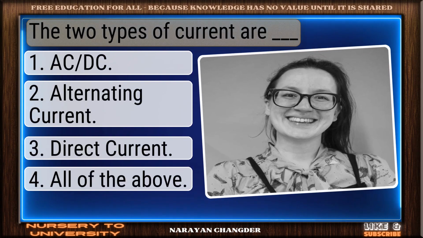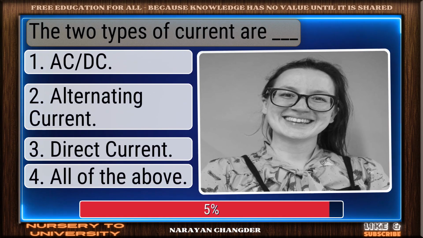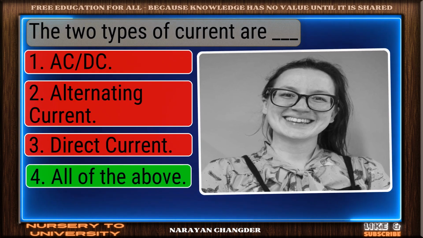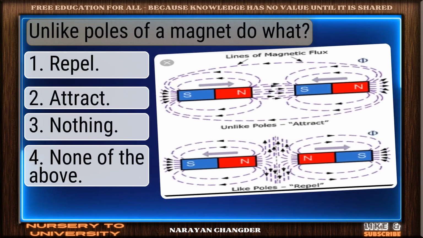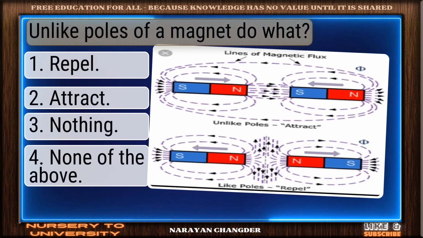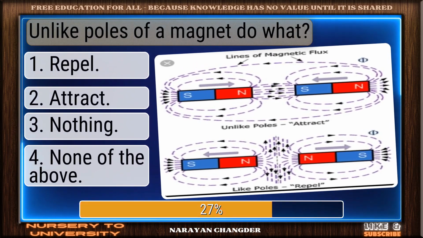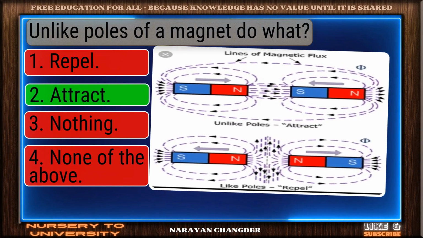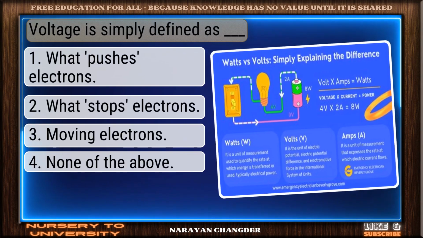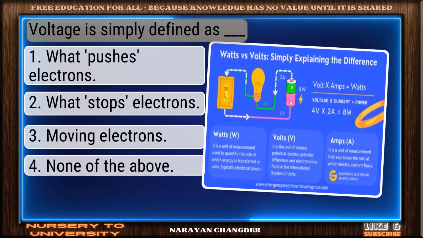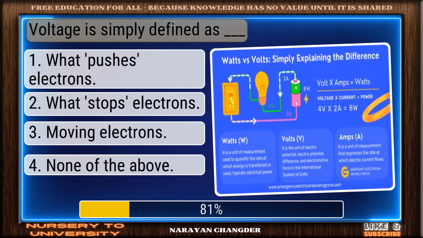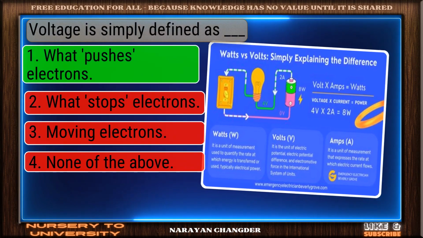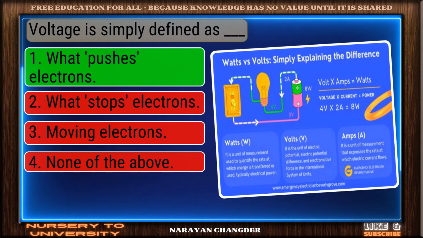Question number 210. The 2 types of current are dash. Perfect. All of the above is the correct choice. Question number 211. Unlike poles of a magnet, do what? Excellent choice. Attract is the right answer. Question number 212. Voltage is simply defined as dash. You're right. What pushes electrons is the correct answer.